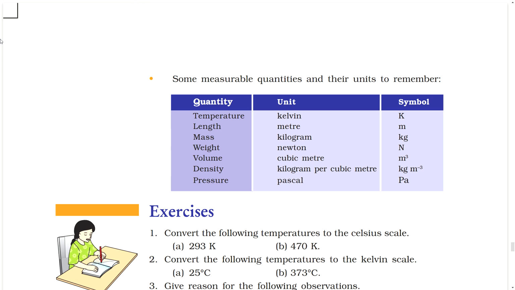Some measurable quantities and their units to remember. Quantity, unit, symbol. Temperature, Kelvin, K. Length, meter, m. Mass, kilogram, kg. Weight, Newton, N. Volume, cubic meter, m cubed. Density, kilogram per cubic meter, kg m to the power minus 3. Pressure, Pascal, Pa.